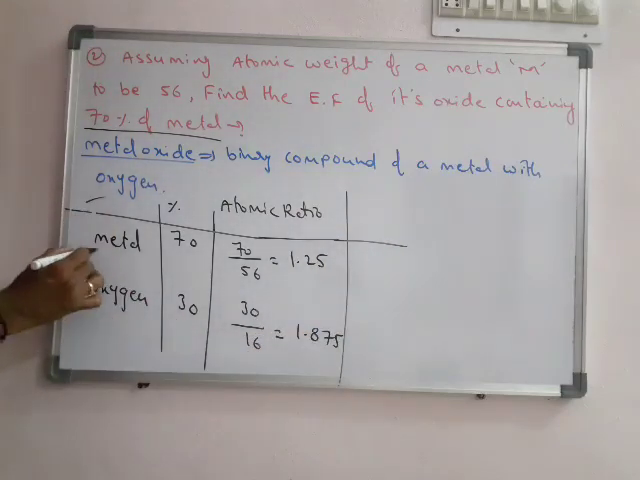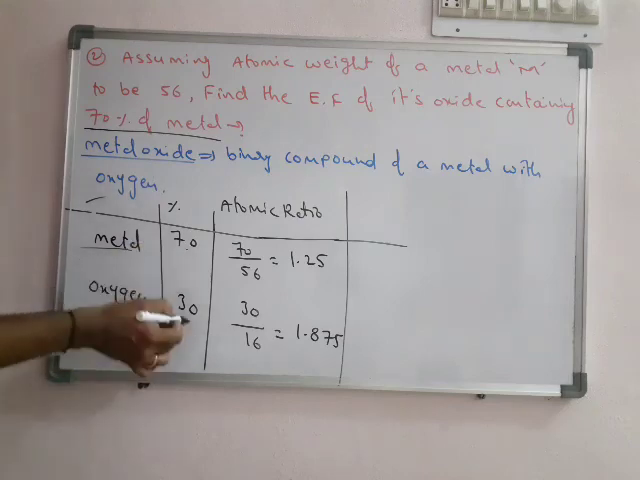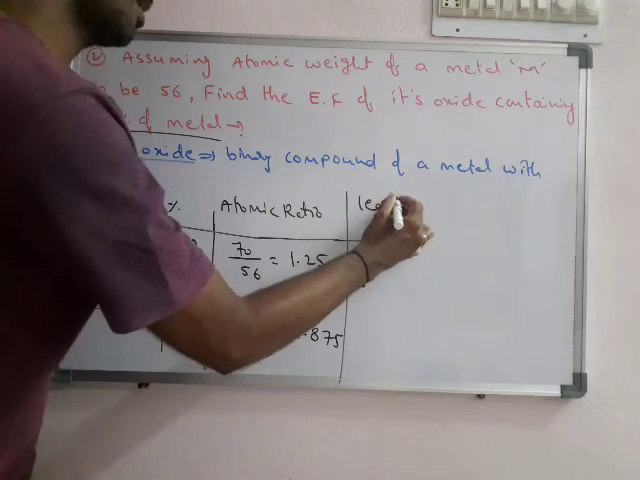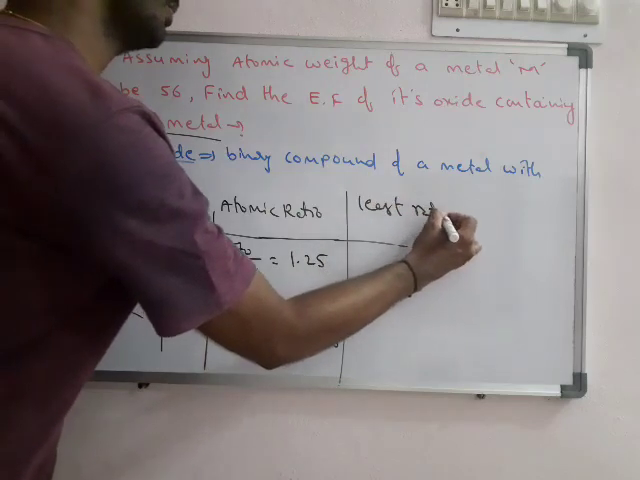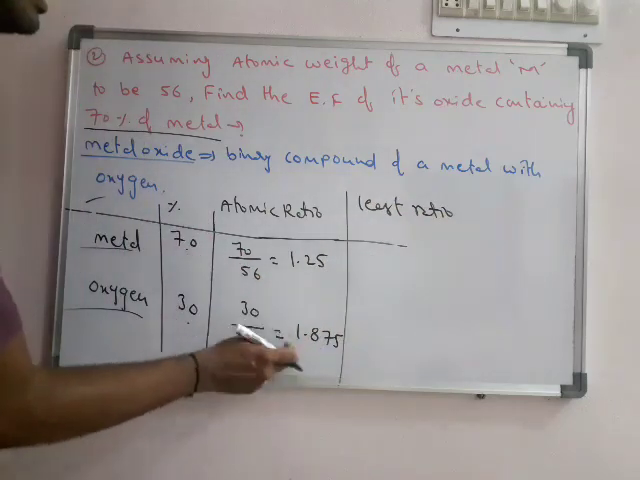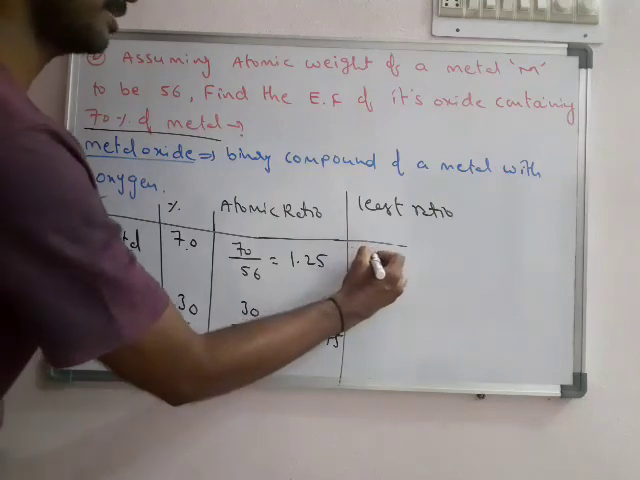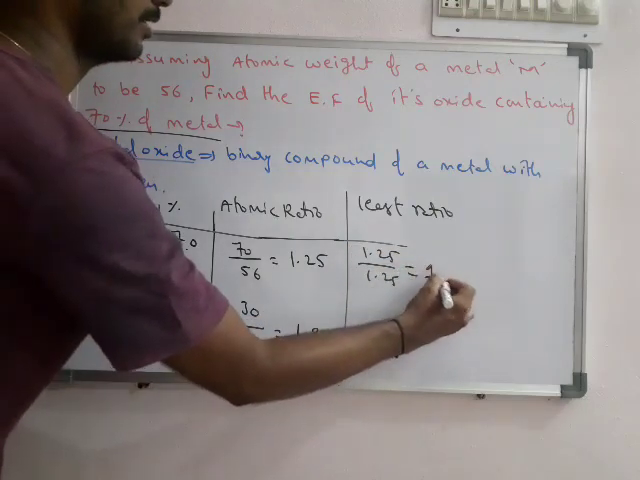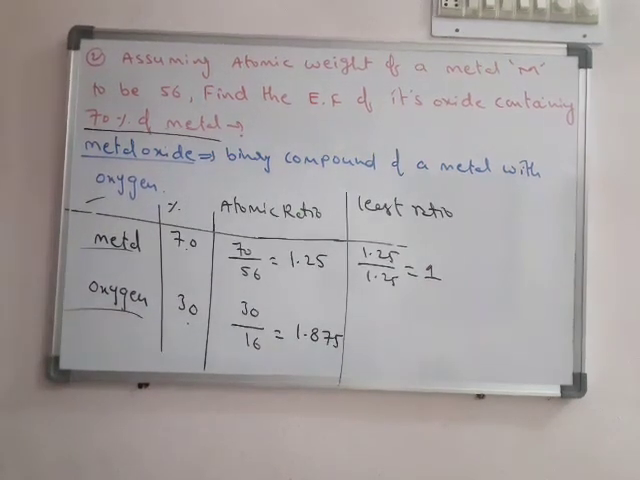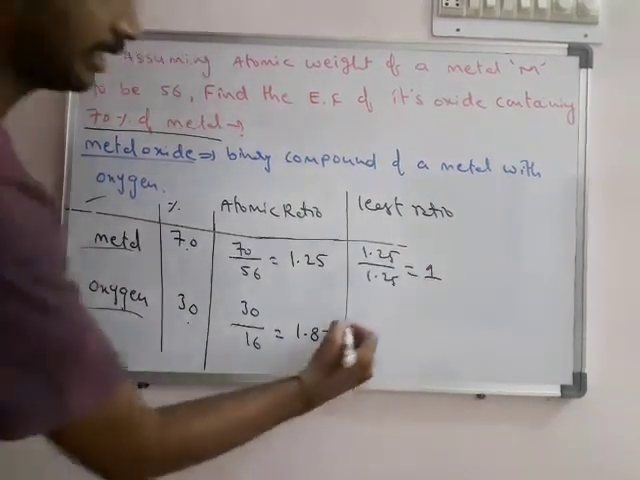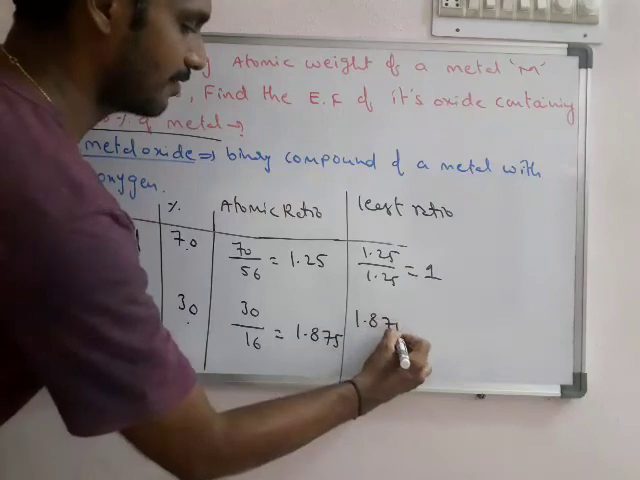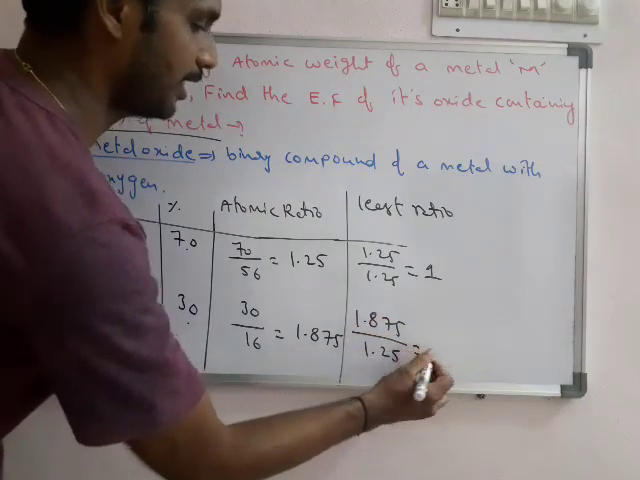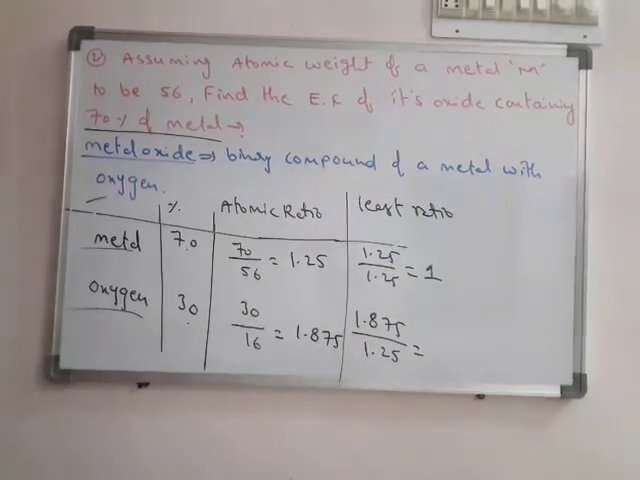So the atomic ratio, this is the element form. Next their percentages, atomic ratio. After the atomic ratio we will get the least ratio. So which one is the least? 1.25 is the least comparing these two. 1.25 by 1.25, so we will get 1. Next, 1.875 by 1.25. Here approximately we will get 1.5.